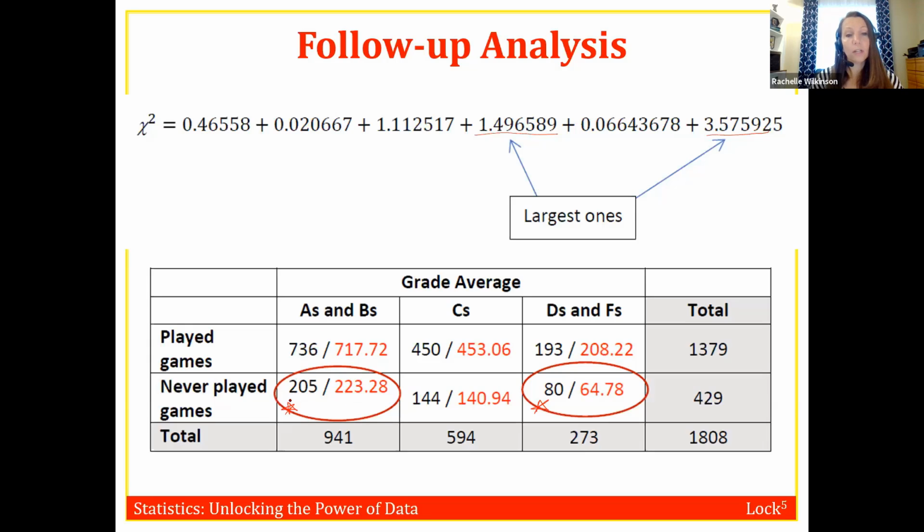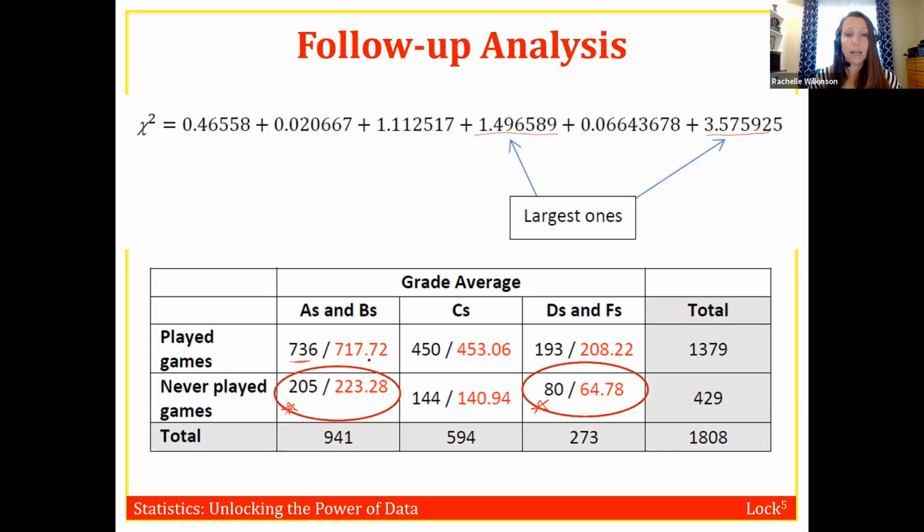So there were fewer kids who got A's and B's who never played video games than what I would have expected to see. Looking at my other one here, I saw 80 kids that got D's and F's when I would have expected to see about 64, 65 kids. So there were a lot more kids that got D's and F's than what I would have expected to see there. So it seems like not playing video games is associated with worse grades, and playing video games is associated with higher grades.